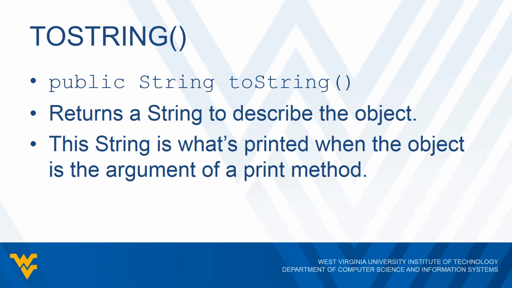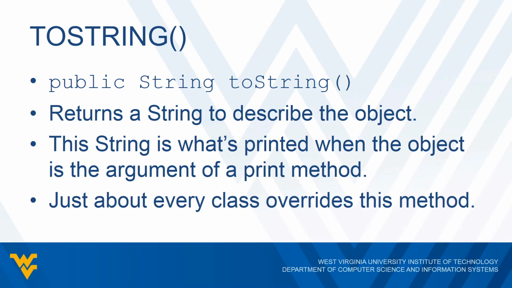So this is going to give us some string that describes whatever object we want. This would be the string that's printed whenever we pass the object name as an argument in the print method. So if we have System.out.println and then in the parentheses we put the name of the object, this would be the string that would actually be printed. Just about every class overrides this method so that it can print exactly what it wants. A lot of the pre-made Java classes already override the toString method, and as we've done before in our own classes, we would override the toString method to have it print exactly what we want it to print.